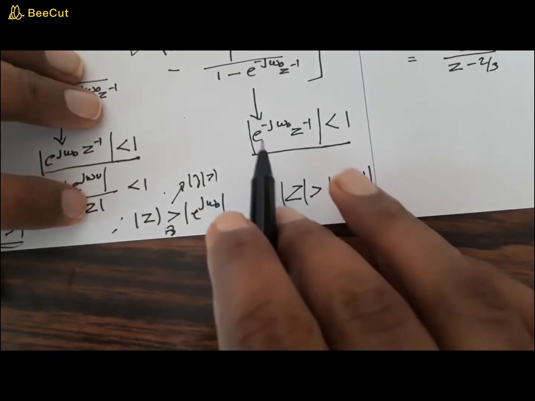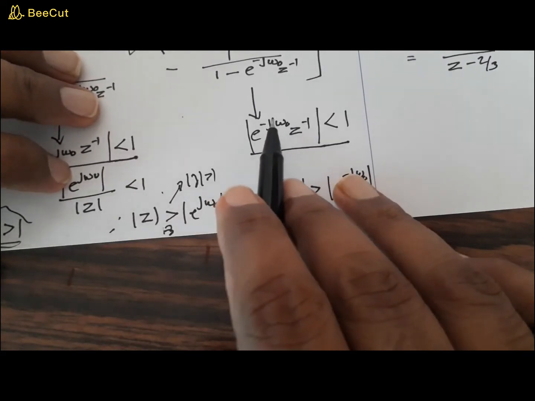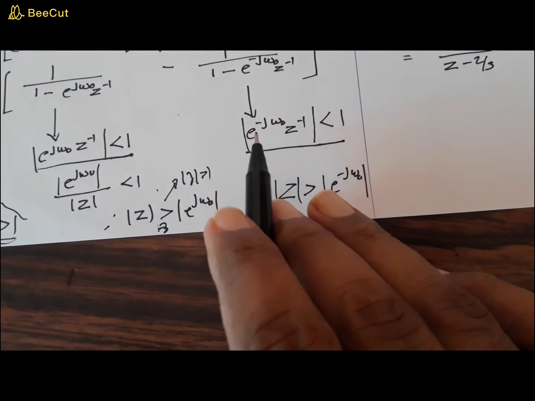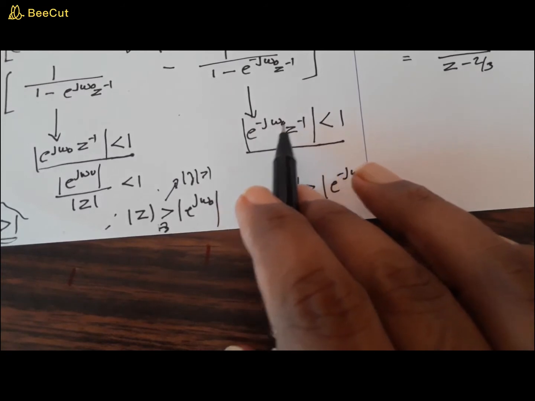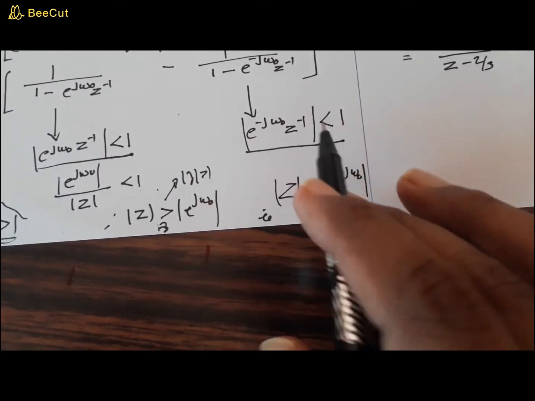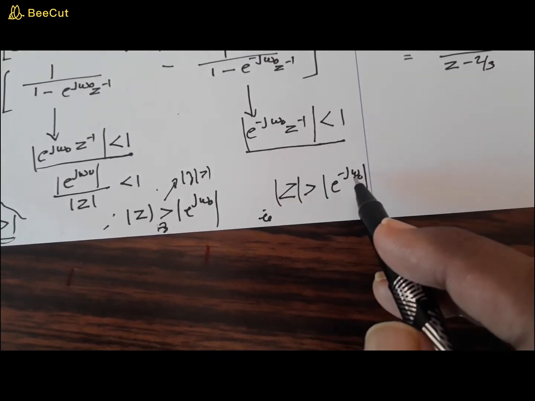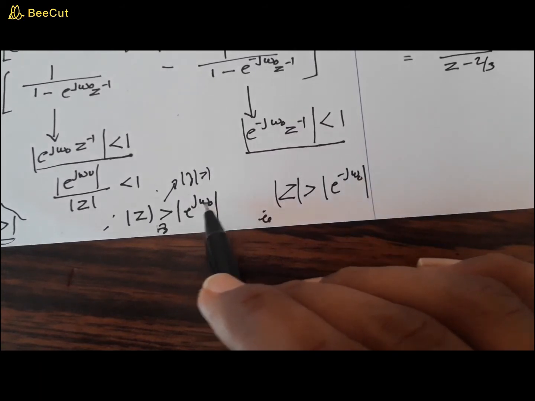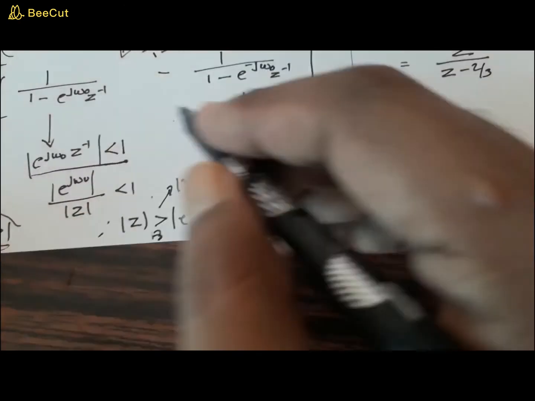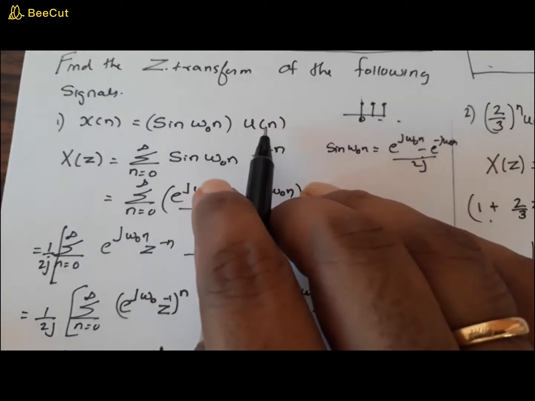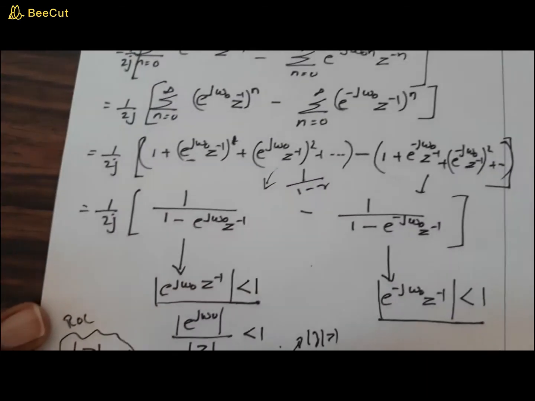What about this? This is also e raised to minus j omega. The only difference between these two is one is plus and the other one is minus. There is no difference in the magnitude whether it becomes plus or minus, because this is also going to be cos omega 0 minus j sin omega 0. When you take the magnitude, that also will be equal to 1. So whether it is e raised to minus j omega 0 or plus j omega 0, the magnitude always remains as 1. That means the ROC for this signal, sin omega 0 n into u of n, to have this z transform is mod z greater than 1.